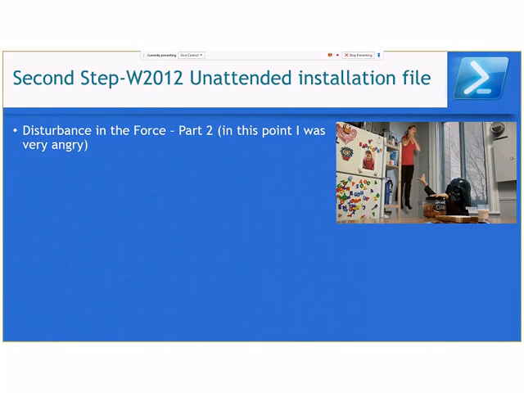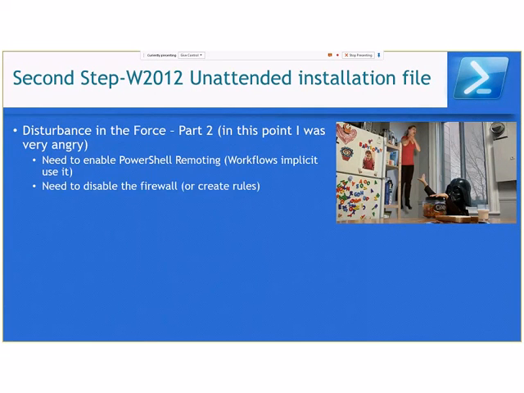My second step was in the unattended installation file too. I need to enable PowerShell remoting in this new VM. I need to disable the firewall or create rules in this VM. And how can I know when the installation of Windows Server finishes completely? The installation reboots several times. So how can I know when it's completely finished?